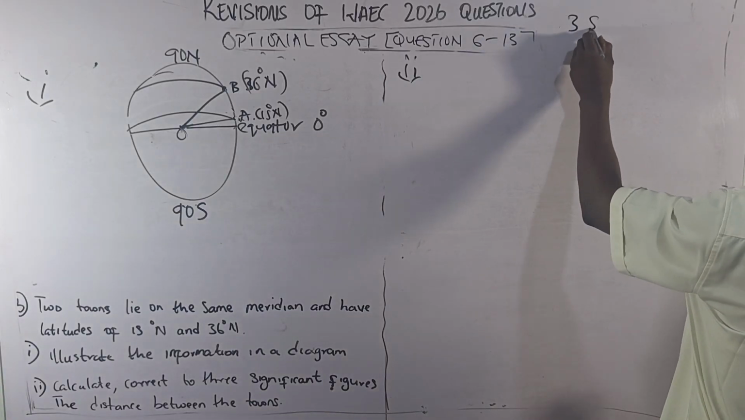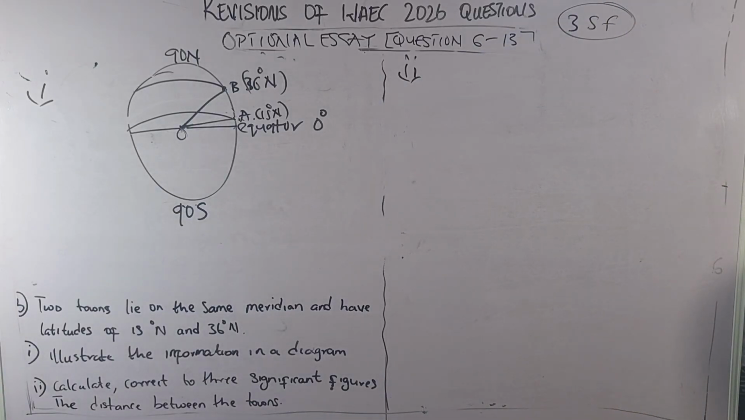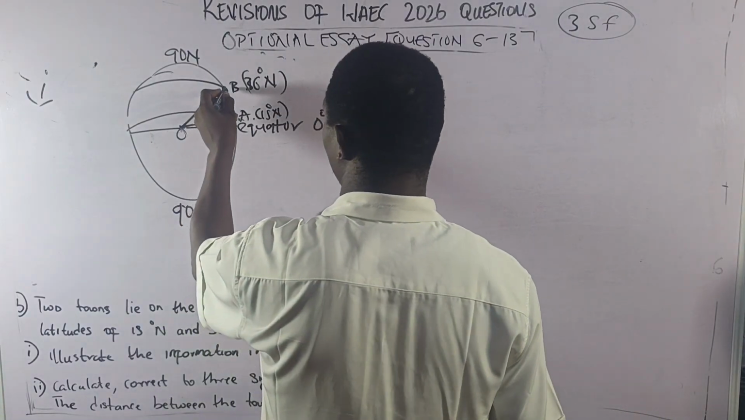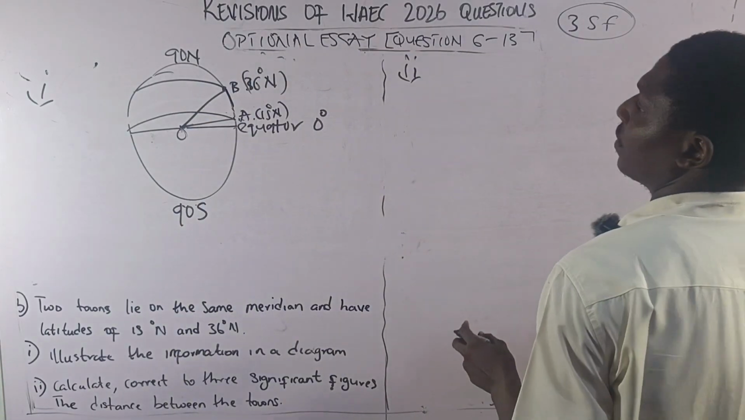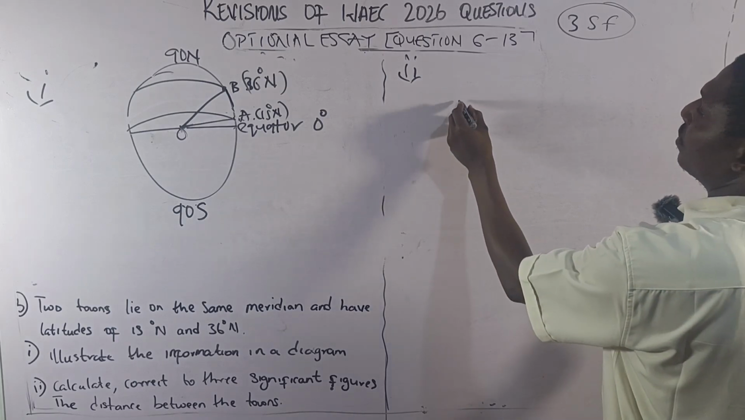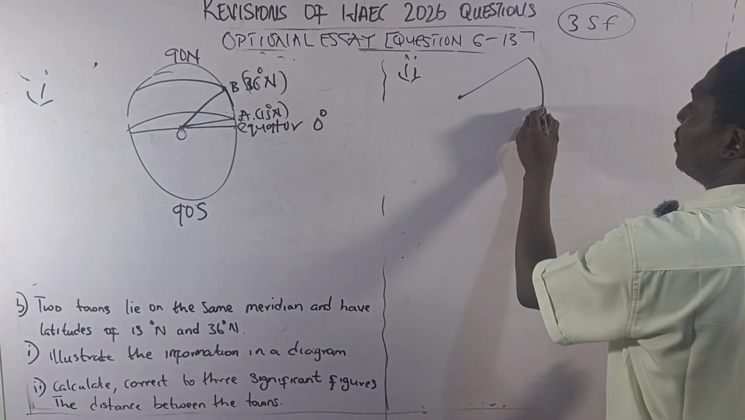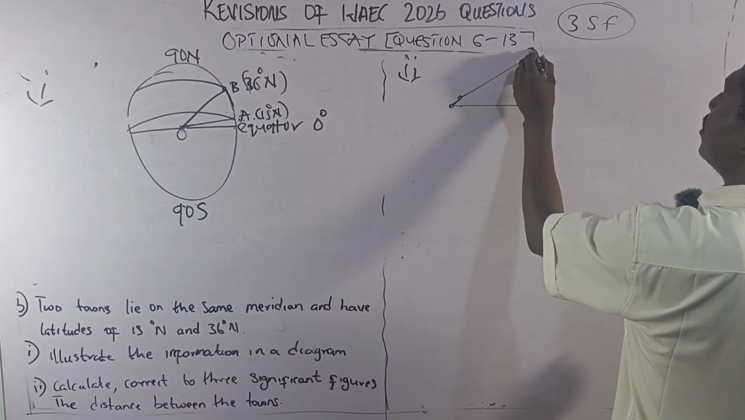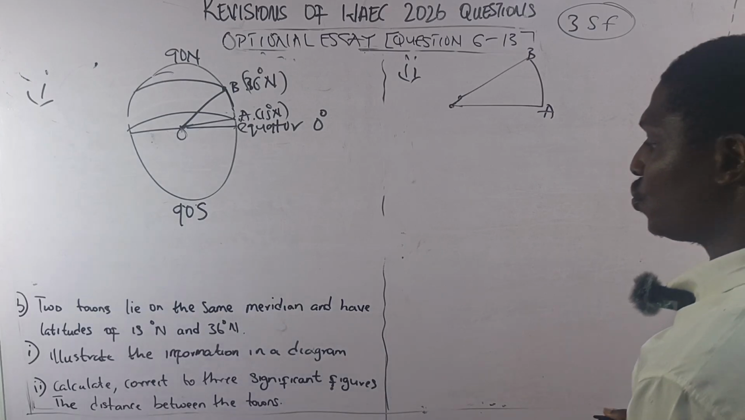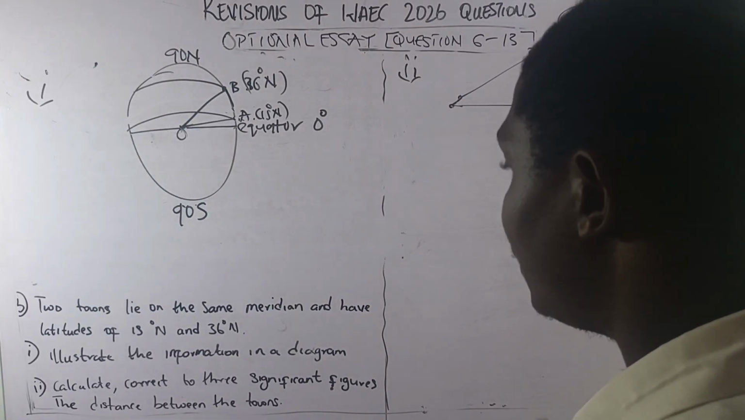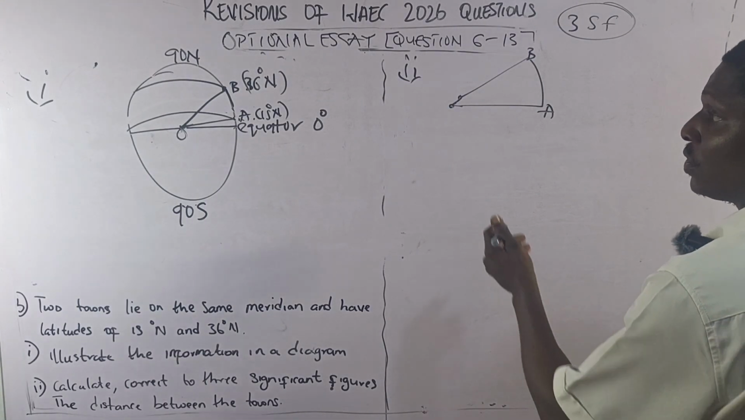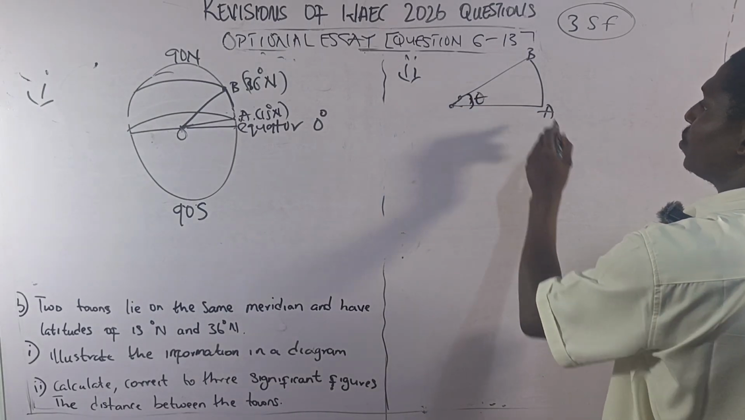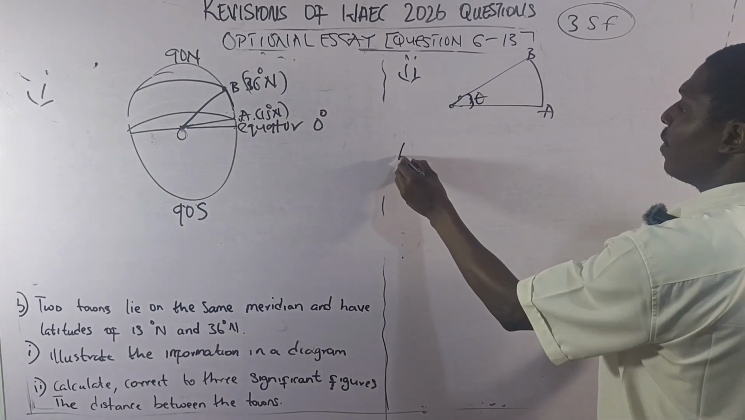Calculate to 3 significant figures. Sure, I will have to write these 3 significant figures so we don't forget, in case I clean it. Calculate correct to 3 significant figures the distance between the towns. The distance between the towns is simply the length of the chord here, AB. So having this, from the diagram we have this. Now this is B and this is A. So the distance between the towns is what we have to calculate. Let's assume these are what? Theta. Now we have our angular distance.